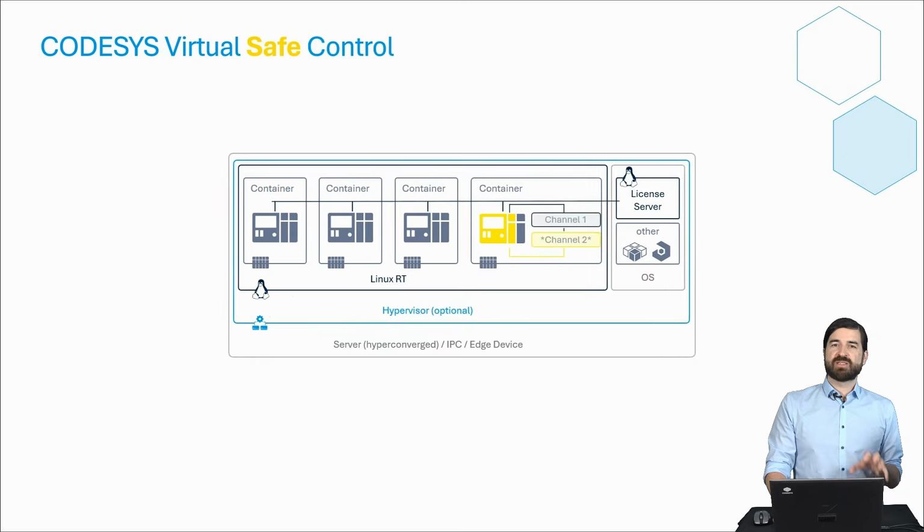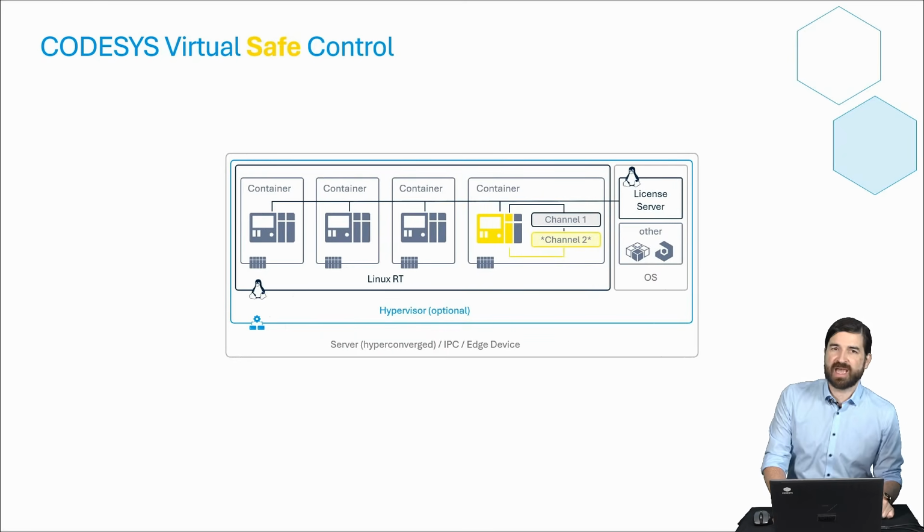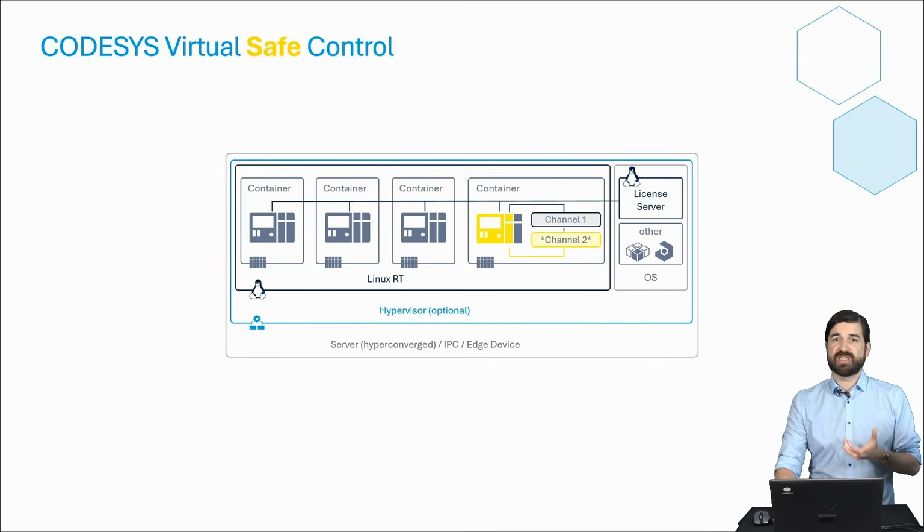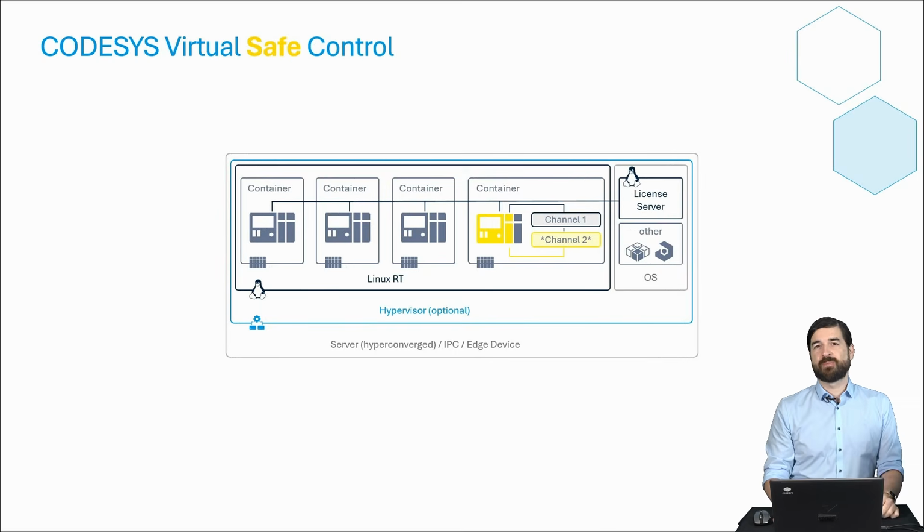Let's zoom into that safety container to understand how it actually achieves safety integrity on non-safety hardware. The CODESYS Virtual Safe Control SL implements a dual channel architecture. You can see channel 1 and channel 2, with channel 2 marked with asterisks to indicate it's the coded or diversified channel. Both channels run inside the same container on the same CPU. They execute sequentially on a single core, and the key is that they process the same safety logic using different internal representations, and then the results are compared.